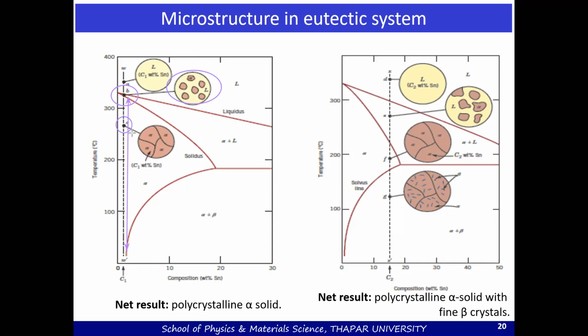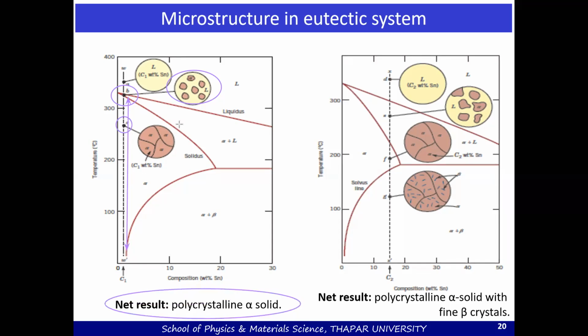Initially above the liquidus line, it was homogeneous liquid. The moment you cross the intersection of the liquidus and the solidus line, you get first solidification. So it is partly liquid and solid. And if you further cool it down, you end up with the homogeneous alpha phase. So your net result in the process is you end up with polycrystalline alpha solid.